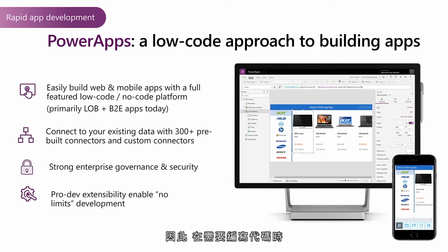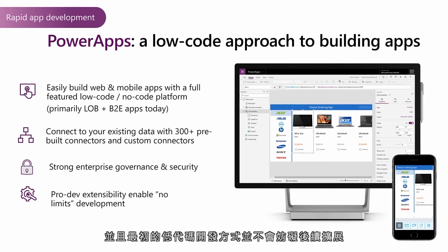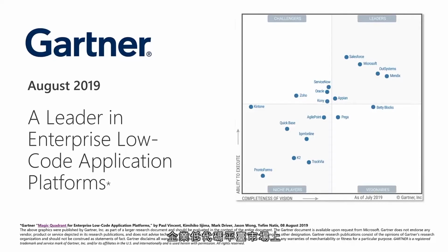This makes it so that you can extend your Power App by writing code when it makes sense and in a way that makes sense, so you can increase your velocity without having to compromise on that low-code first mission. And this incredibly innovative set of capabilities is what's made Power Apps be recognized by Gartner as a clear leader in enterprise low-code application platforms.